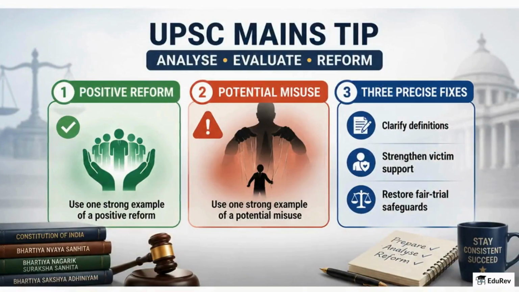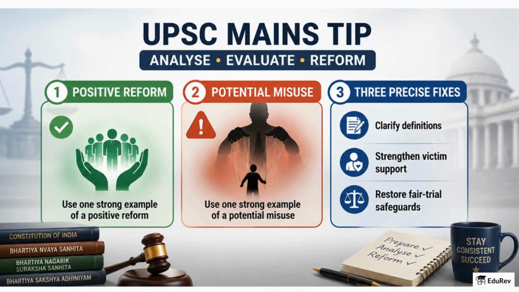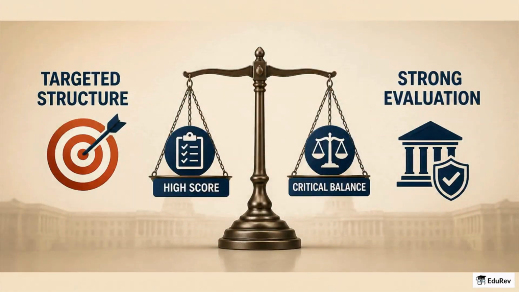A practical tip for UPSC mains. Use one strong example each of a positive reform and a potential misuse. Then recommend 3 precise legislative fixes. That targeted structure scores well and shows critical balance in evaluation.